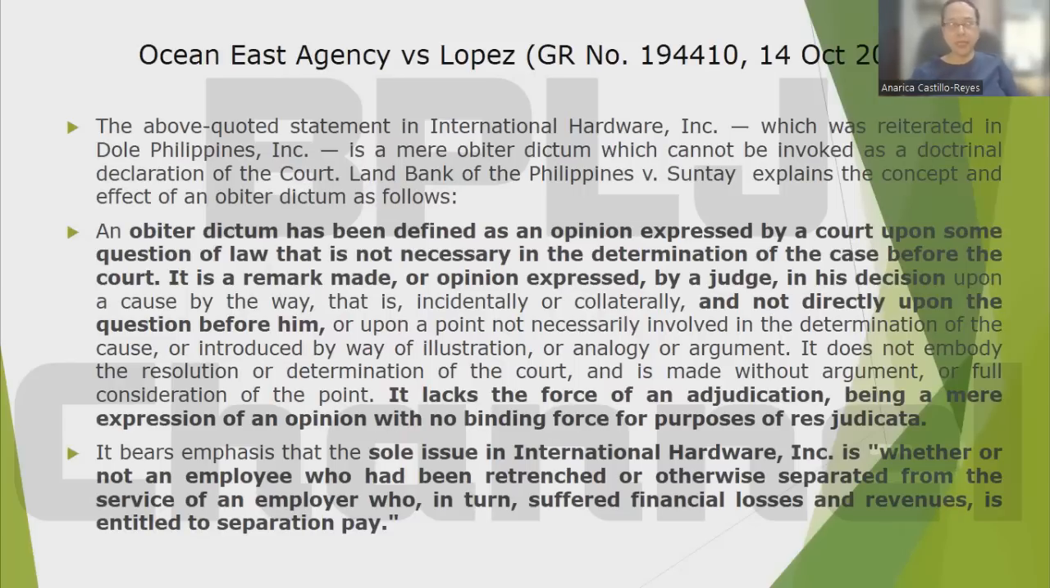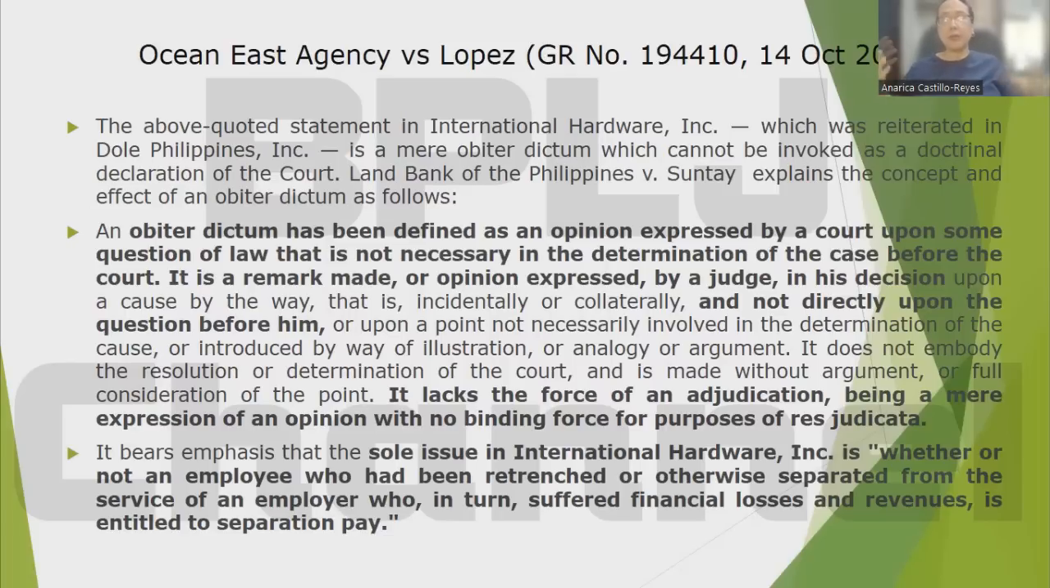This is defined in the case of Ocean East Agency versus Lopez. An obiter dictum has been defined as an opinion expressed by a court upon a question of law that is not necessary in the determination of the case before the court. It is a remark or an opinion expressed by a judge in his decision and not directly upon the question before him. So it lacks the force of an adjudication, being a mere expression of an opinion with no binding force for purposes of res judicata.